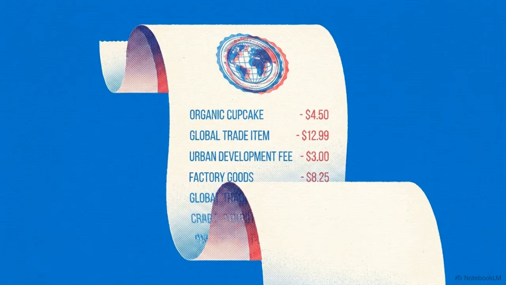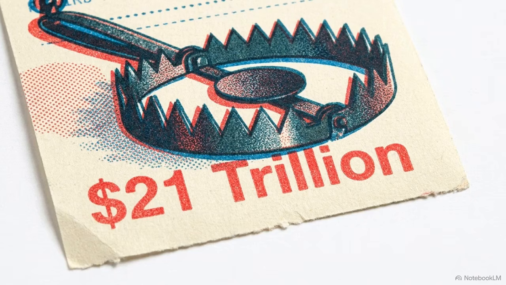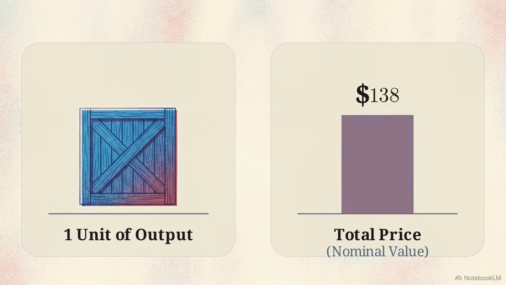You can think of it as a giant receipt for a country. It is the total price tag of every single good and service produced in a year. But judging an economy's success purely by the total number at the bottom of that receipt is a trap. If prices are rising, that total number will climb even if the country isn't actually making any more goods.